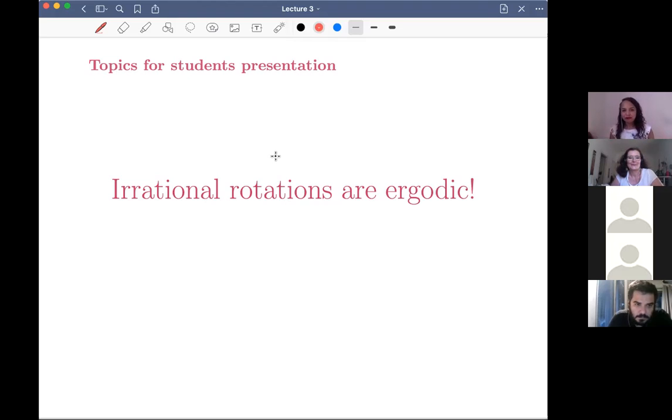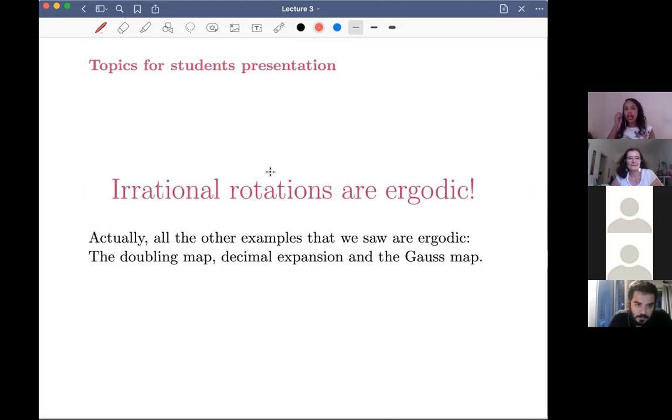But that's a very nice topic, I think, for the students to present. I also have other suggestions, because actually all the other examples that we saw are ergodic. So the doubling map is ergodic, the decimal expansion is ergodic, all related to the Lebesgue measure. Lebesgue measure is ergodic for all the examples that we saw. So this could also be included as presentations. They are simple and nice, and you can use two different points of view.